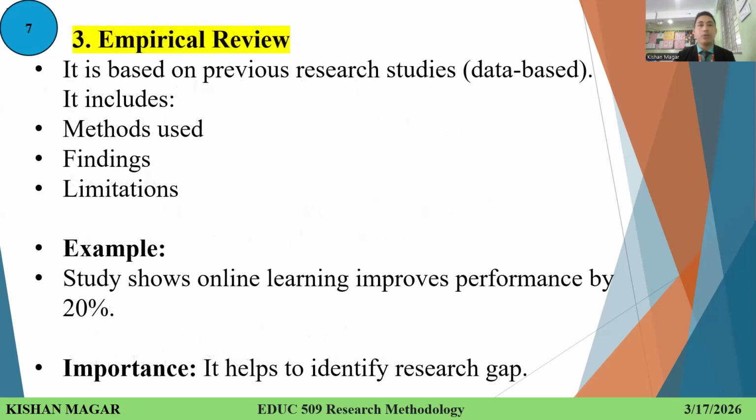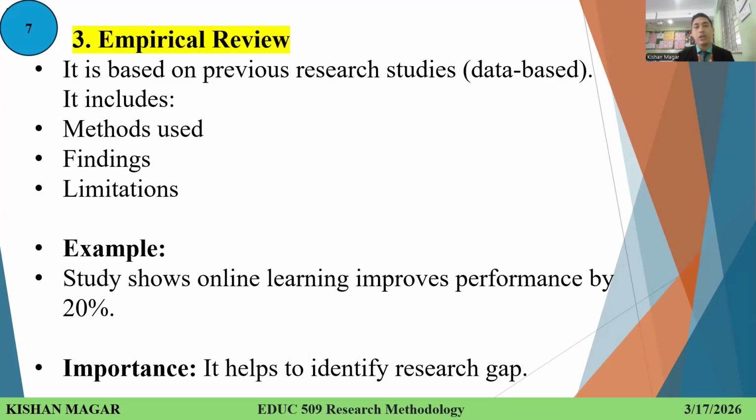Now we are moving to the next type of literature review, which is empirical review. Empirical literature review is based on previous research studies or data. It includes methods used, findings, and limitations. As an example of empirical review, a study shows the online learning group's performance improved by 20%. So this is the result of previous research.